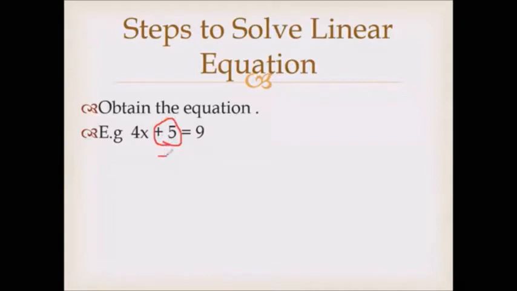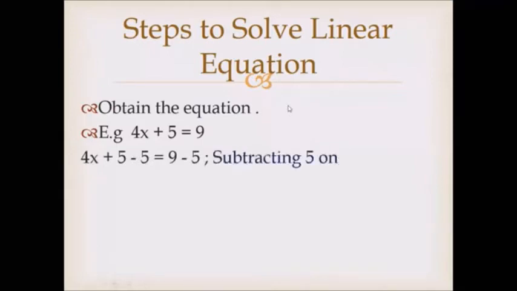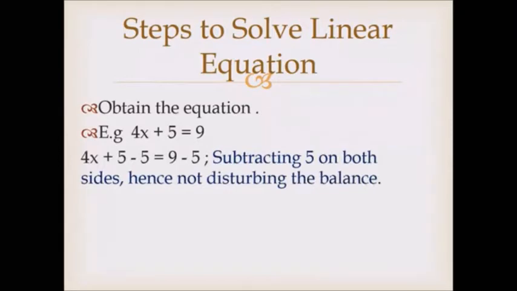To remove plus 5, we have to do minus 5 here. That is subtracting the 5 from both the sides, hence not disturbing the balance. So minus 5 plus 5 is equal to 0. So what is left? 4x is equal to 4. Okay, so let us do it. So 4x plus 5, this is the first step, that is subtracting 5 on both the sides and not disturbing the balance. Now the next step, we get it by simplifying: 4x is equal to 4.